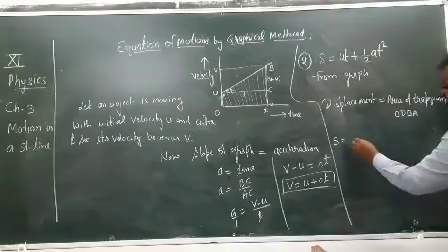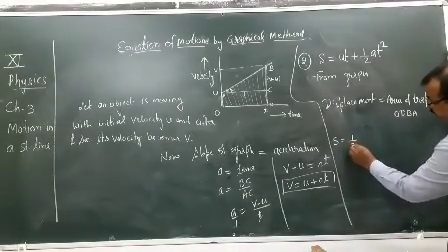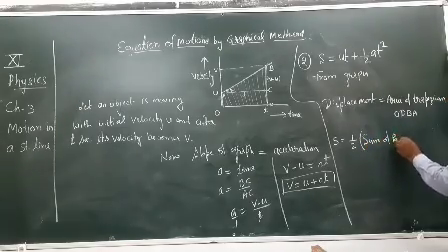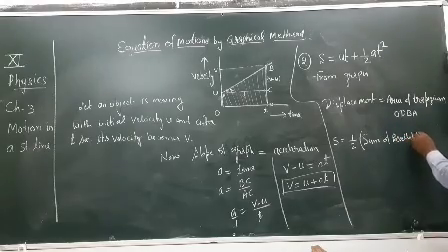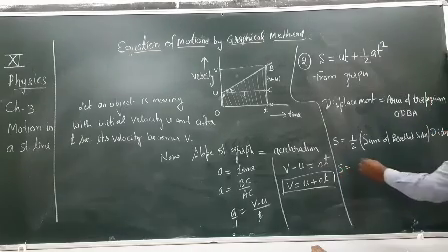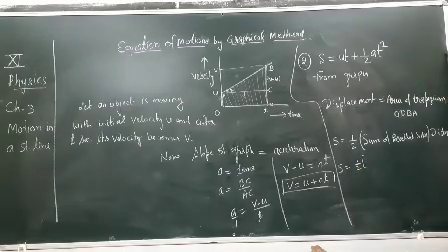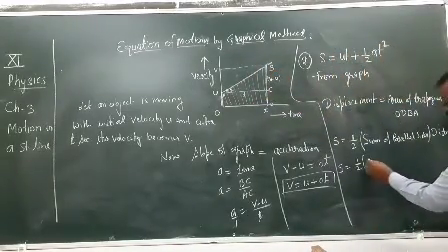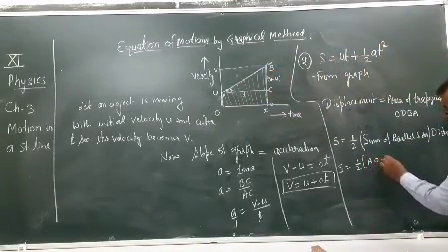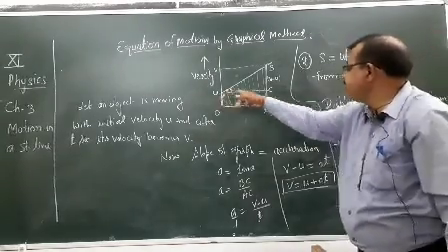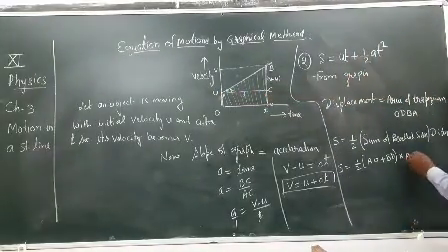So here area equals to 1 by 2 sum of parallel sides into distance between them, this is distance, okay. So S equals to 1 by 2 sum of parallel sides, means AO plus BD, and distance between them, this is AC.